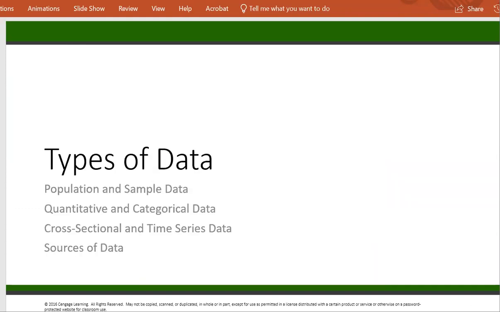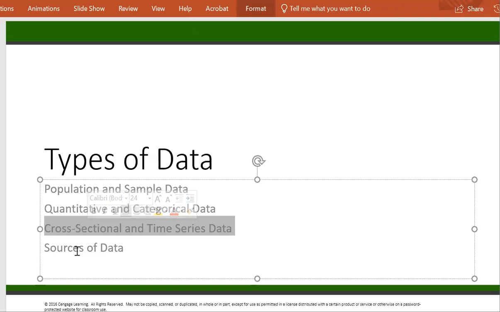Next, types of data. We're going to talk about population and sample. We already defined that. We're going to talk about quantitative versus categorical data points. We are going to talk about cross-sectional versus time series. This is important. And we are going to talk about sources of data, I mean, a classification of sources of data.